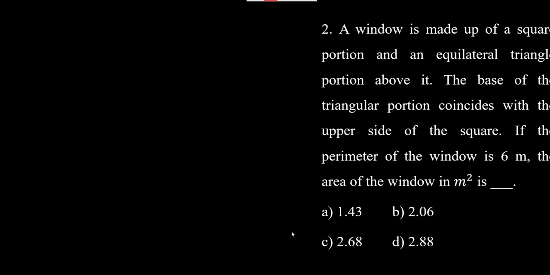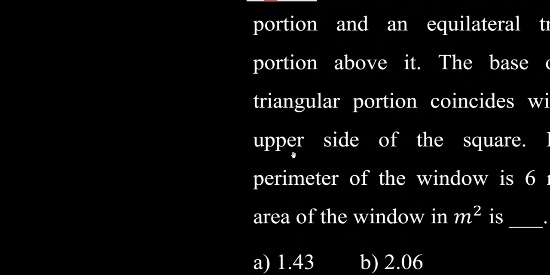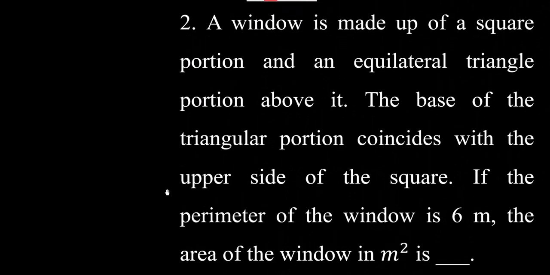Now this question, you can find a lot of houses have this type of typical window. What is this window design? Window is made up of a square. Above portion is equilateral. That window shape is square above equilateral triangle. You can find a lot of houses with that window shape. Square above equilateral triangle. Okay. Now the base of the triangular portion coincides with the upper side of the square. So square side length and base of the triangle both is equal.